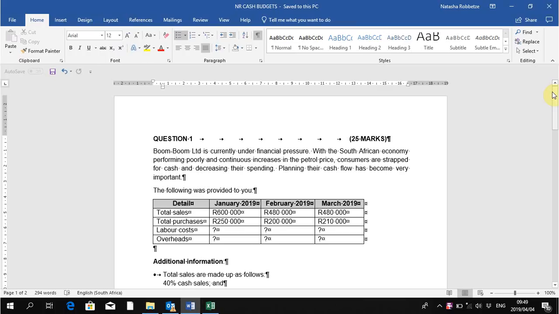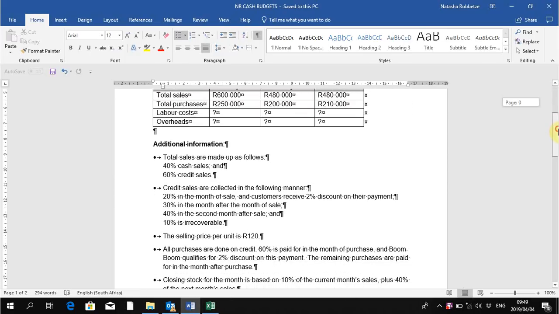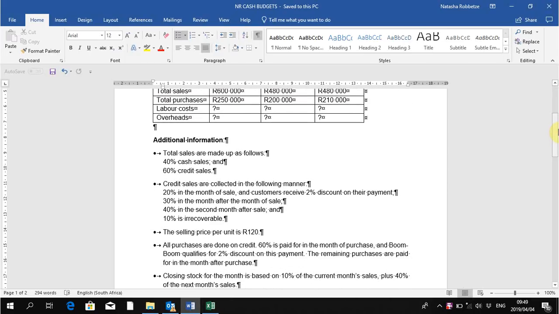The following is provided to you, and they've given you the total sales and total purchases, while labor costs and overheads are question marks. In the additional information, they say total sales are made up as follows: 40% is cash sales, 60% is credit sales. Then credit sales are collected in the following manner: 20% in the month of sale, and customers receive a 2% discount.